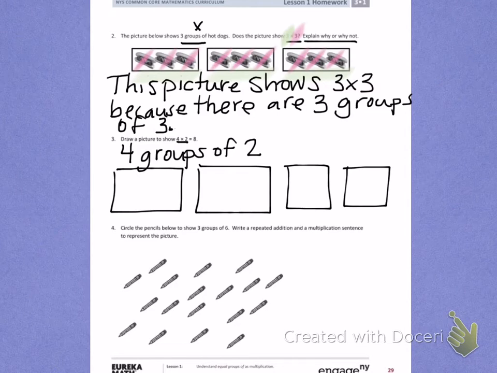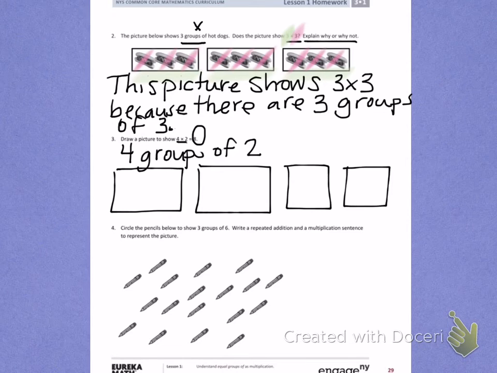I would like you to fill in those 4 groups with 2 objects of your choice and then double check that you drew a total of 8 objects when you are done drawing. Make sure you have 8 total.